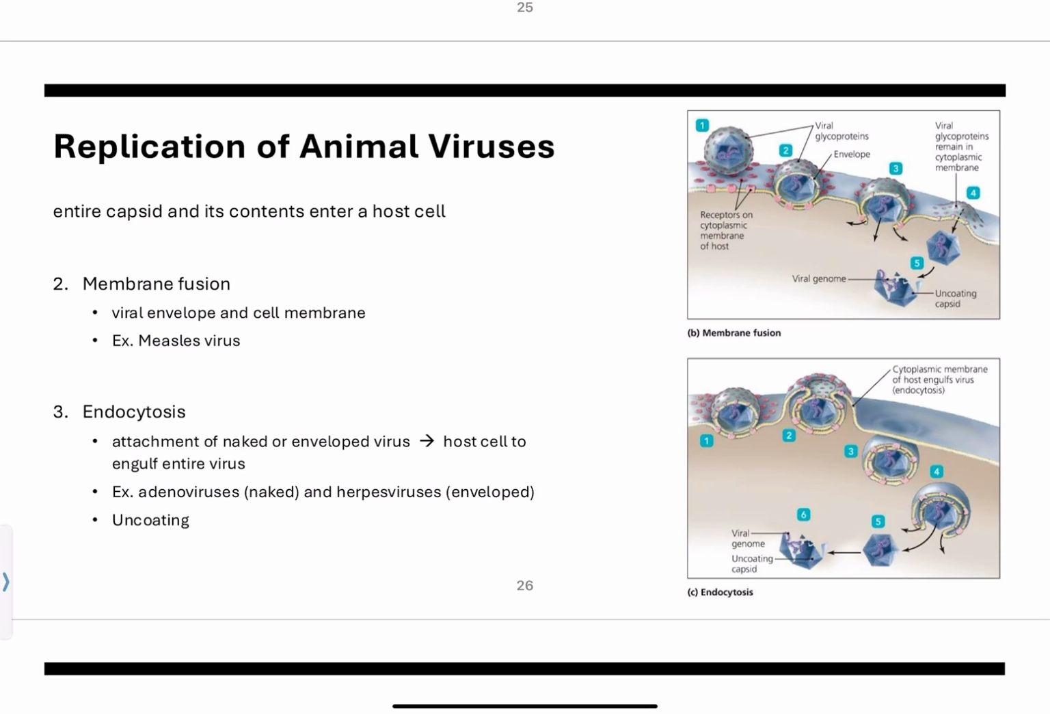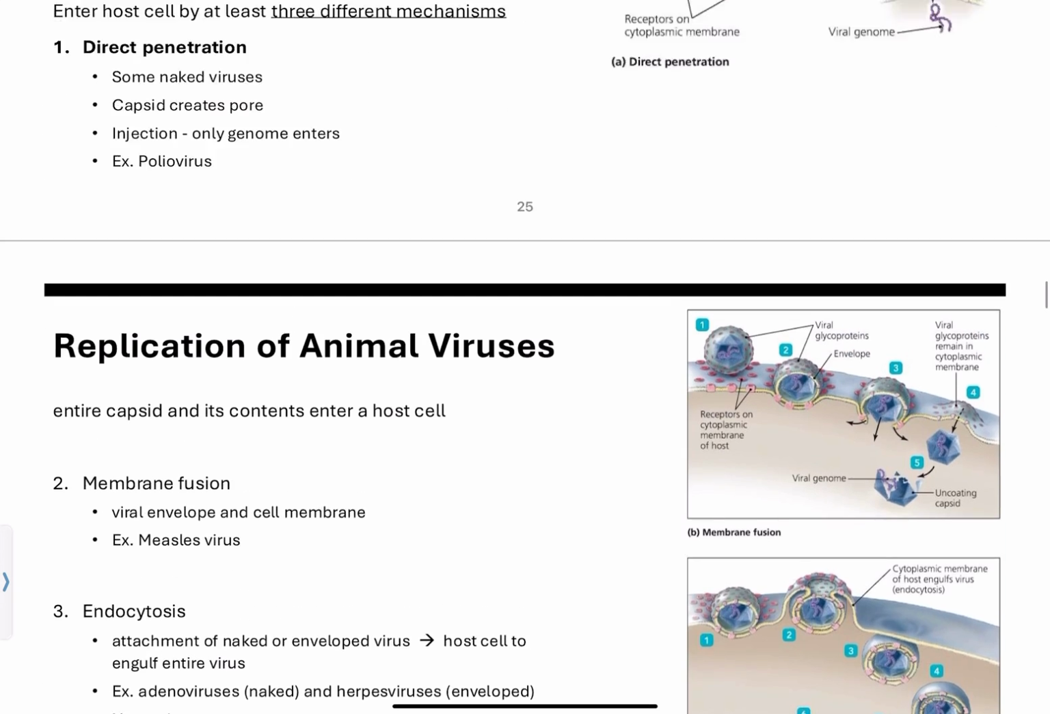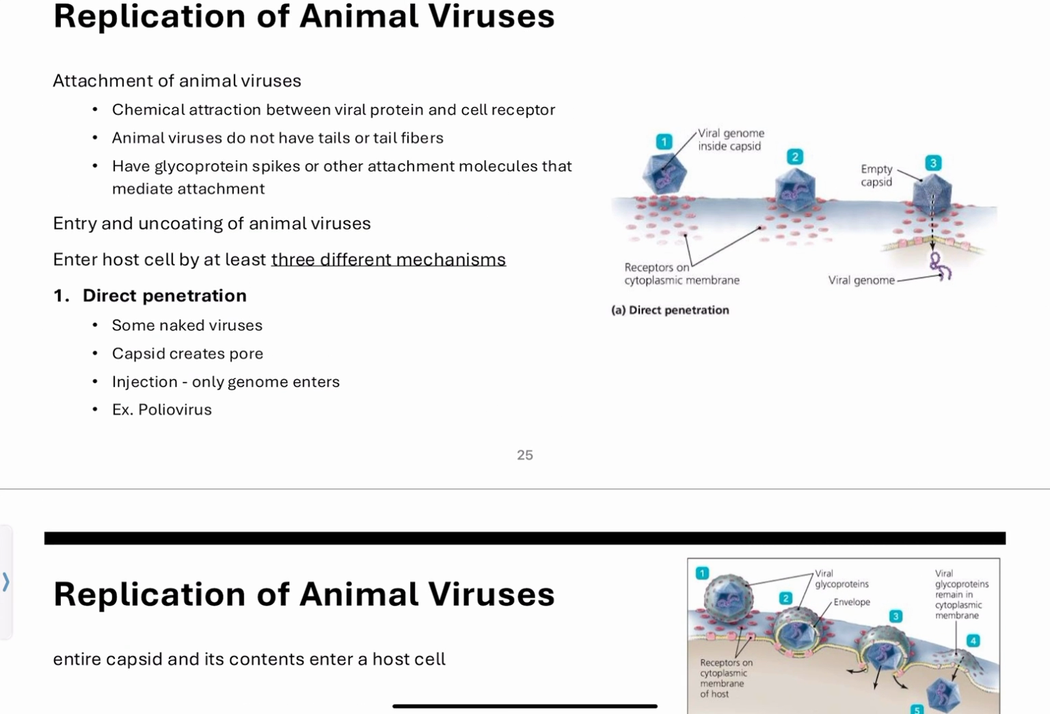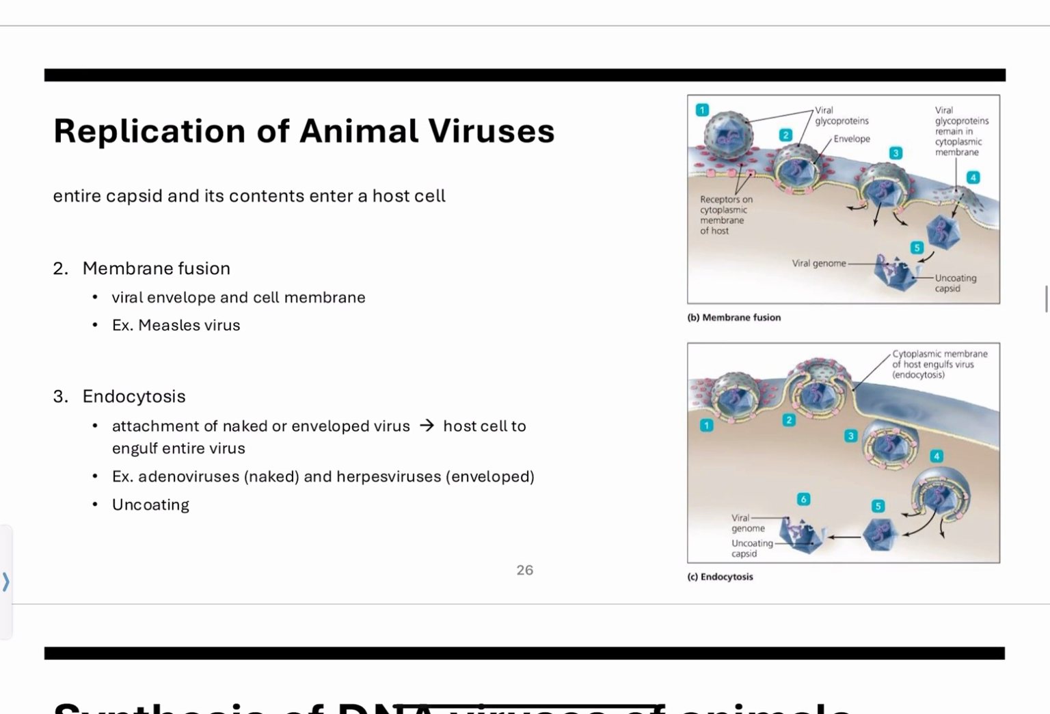Once the virus attaches, the next step is getting inside of the host cell. Animal viruses can do this in 3 ways. The first way is direct penetration. This is seen mostly in naked viruses, those without the envelope. The viral genome is injected directly into the host cell cytoplasm, and the capsid is going to stay outside.